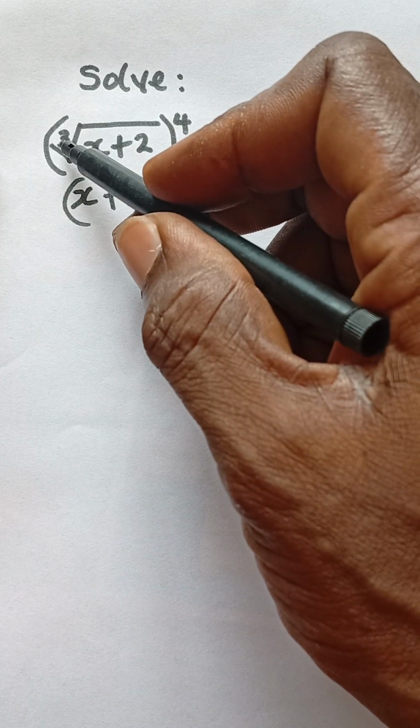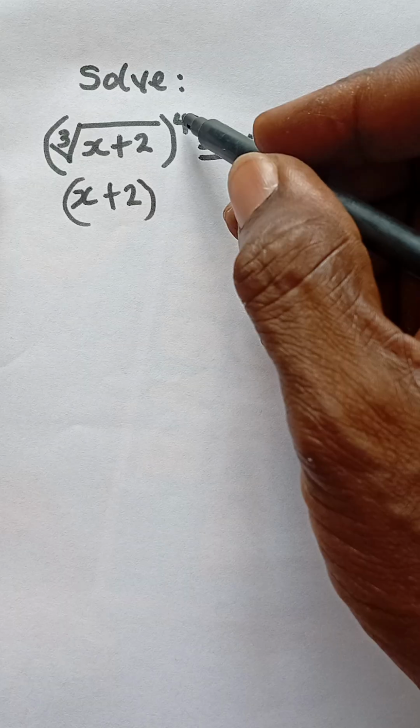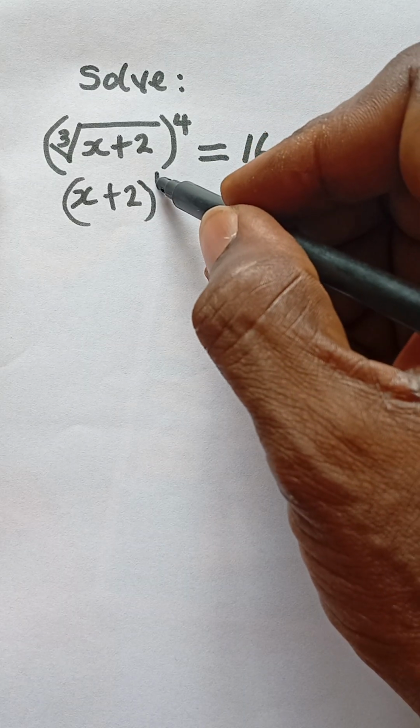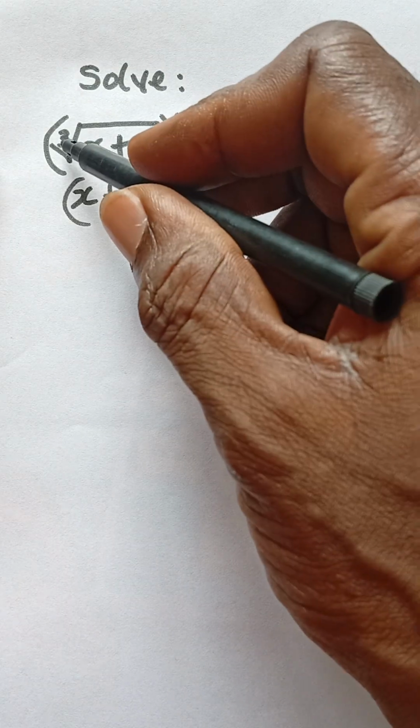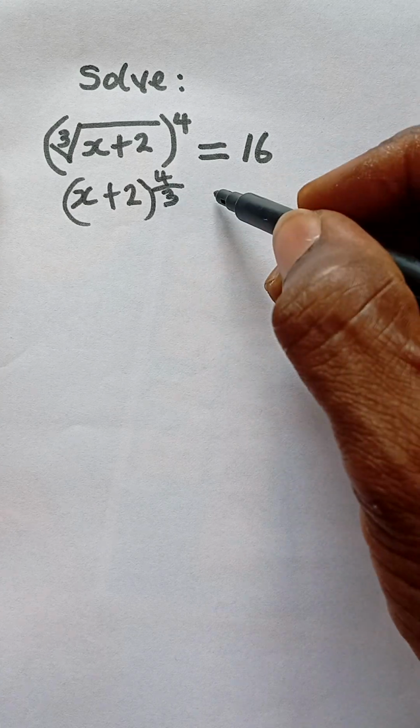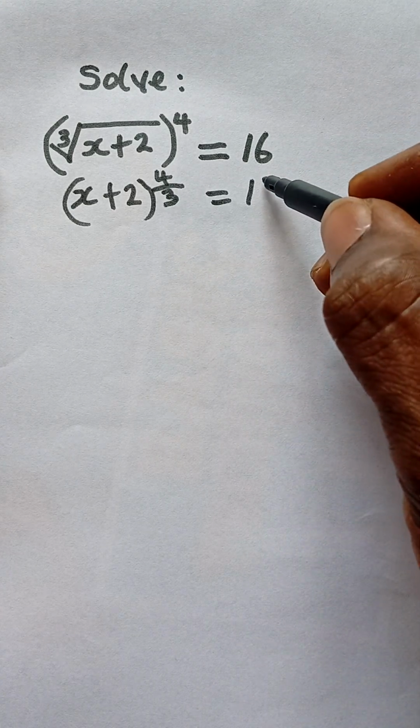This is the fractional root here, the third root, and this is the numerator of the fraction. So it becomes 4 over the 3 that we have here. And everything is equal to 16.